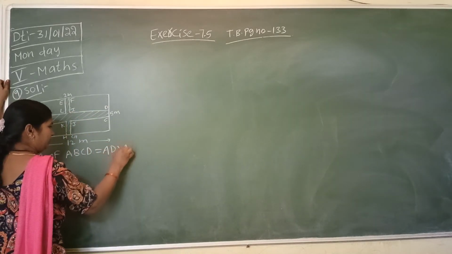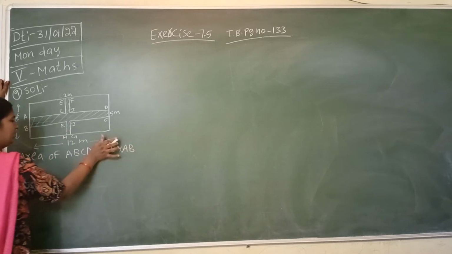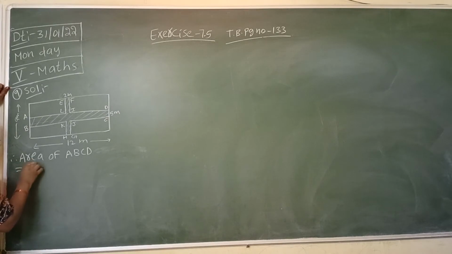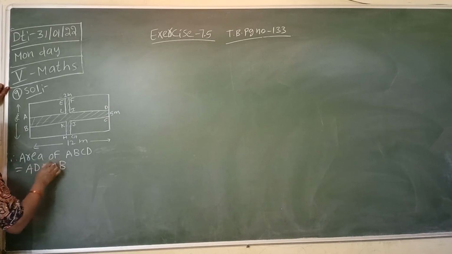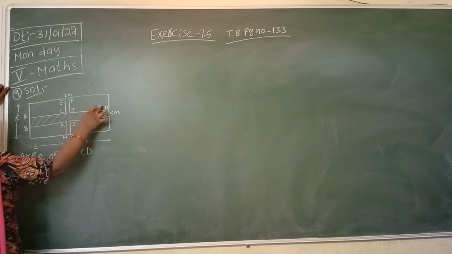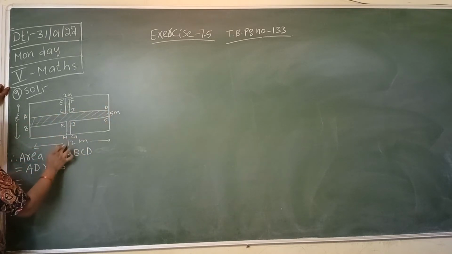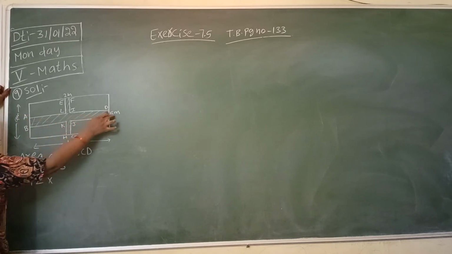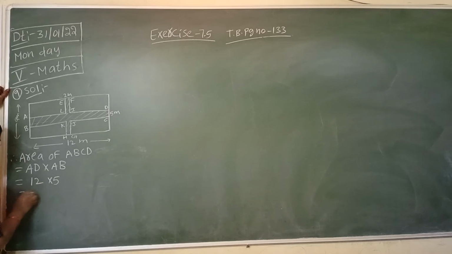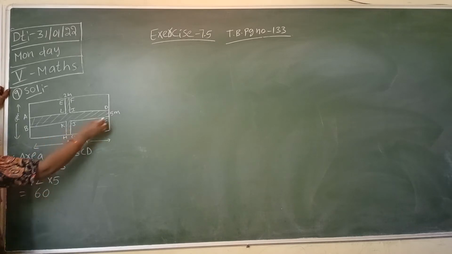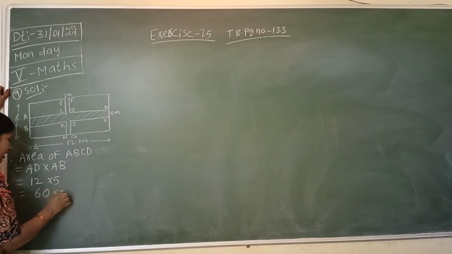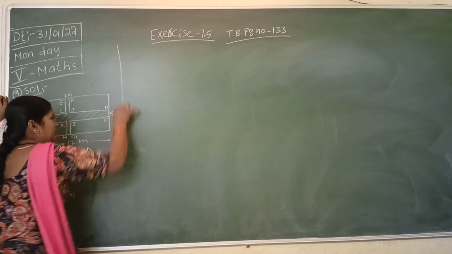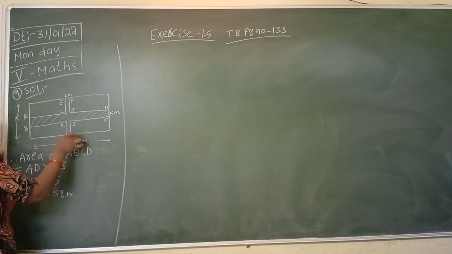Otherwise you have to write in the next line. What are we taking? AD into AB. AD means here to here. We want the total length. Here they gave 12 meters, so you have to take 12. A to B, here to here, is small; you have to take this 5. 12 5s are 60. And meter into meter becomes square meter. Okay. Now you have to find the area of this one, EFGH.